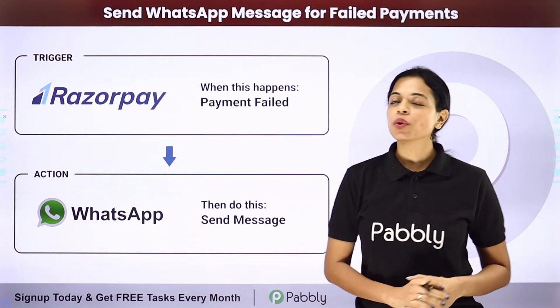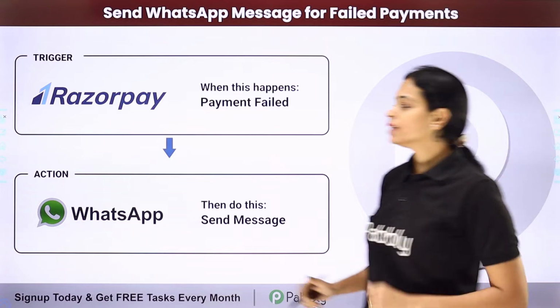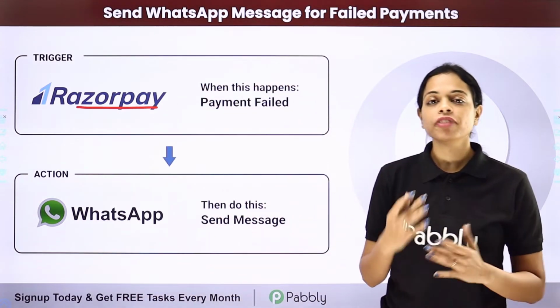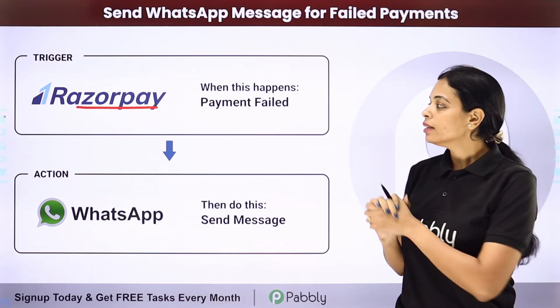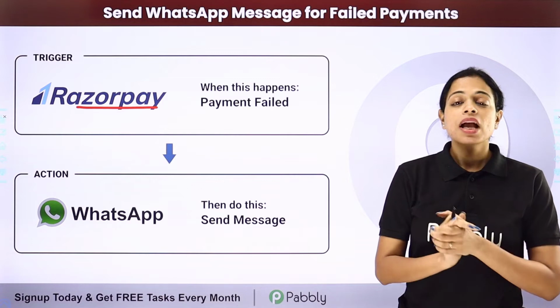In this video, we are going to see how to send WhatsApp message for failed payments. So let's say that you're using Razorpay as a payment gateway, and every time there's a failed payment for any reason, then automatically a WhatsApp message should be sent to the customer. How can you do that?